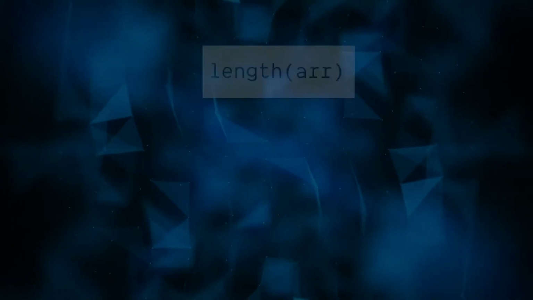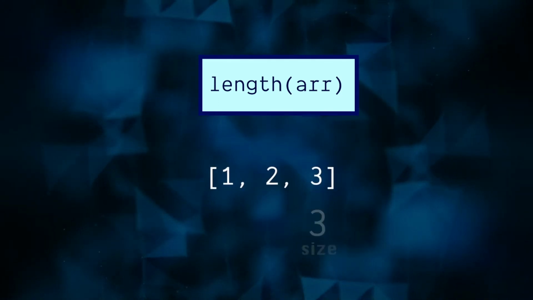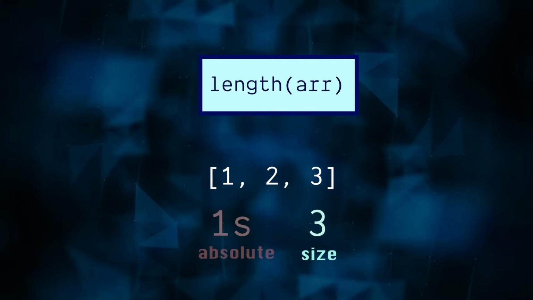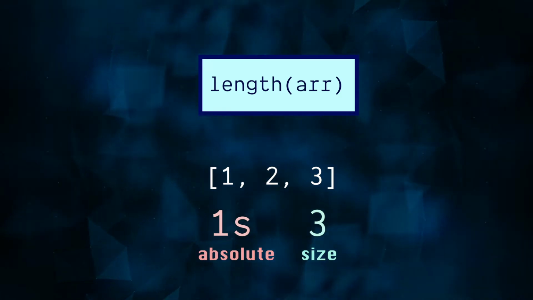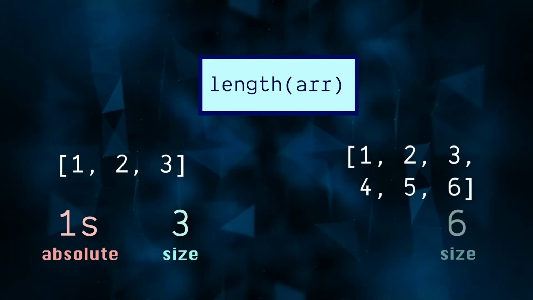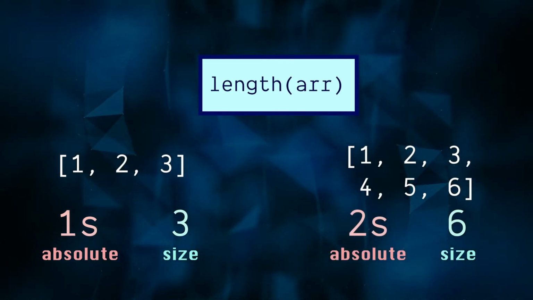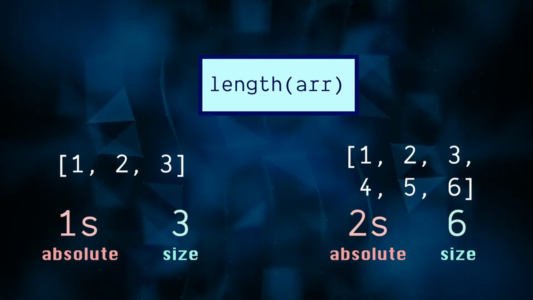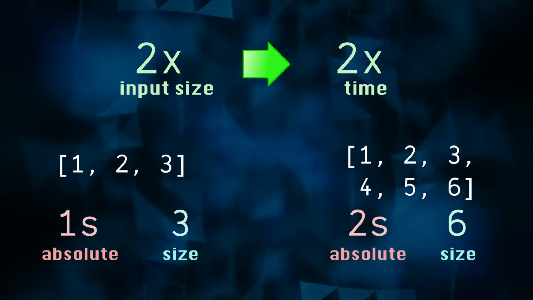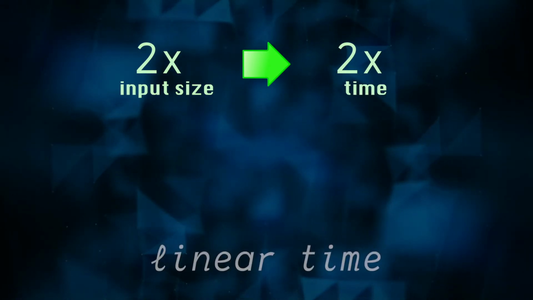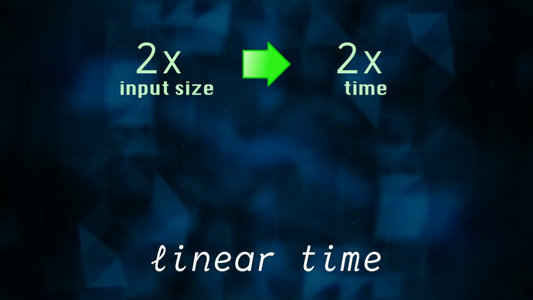Let's create a function called length, which measures the length of an array or list. We can pass in an input of size 3 and say that it takes 1 full second to complete. Pretty bad, but it's just an example. Then I pass in an array of size 6 and it takes 2 full seconds to complete. Now, when we compare these two inputs and their times, we can notice that doubling the input size also doubles the time it takes. We call a proportional exact increase like this linear time. We could also say the relationship between time and input is 1-to-1.